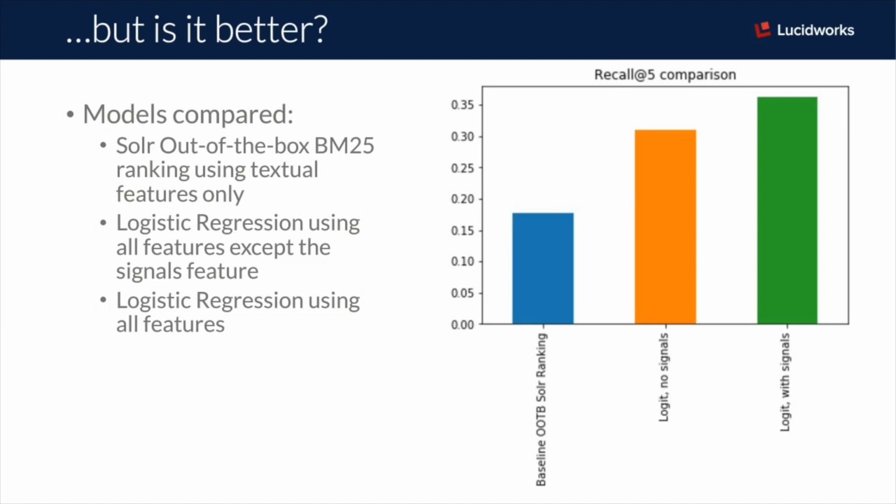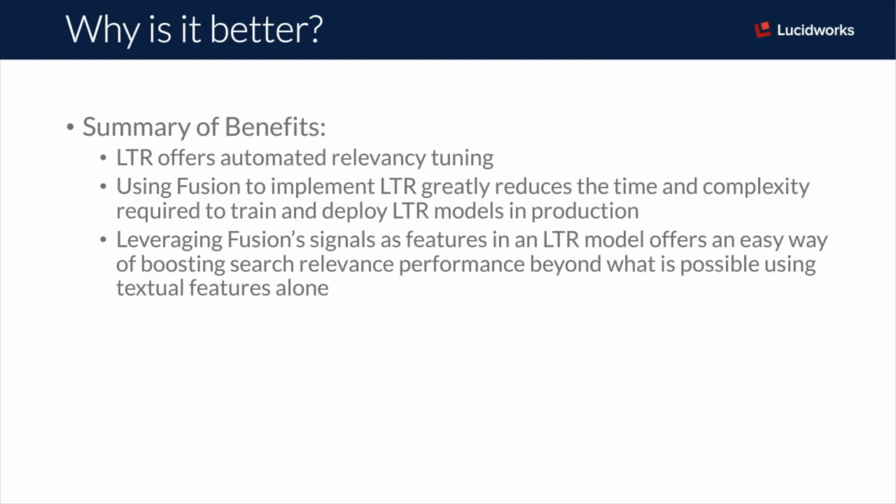So let's sum up the key benefits of using LTR. Using learning to rank offers us a way to automatically tune relevance. Meanwhile, using Fusion Signals, pipelines, and job management reduces the time and complexity required to train and deploy LTR models in production. Using Fusion Signals, you can do learning to rank and provide better results than keyword search alone.